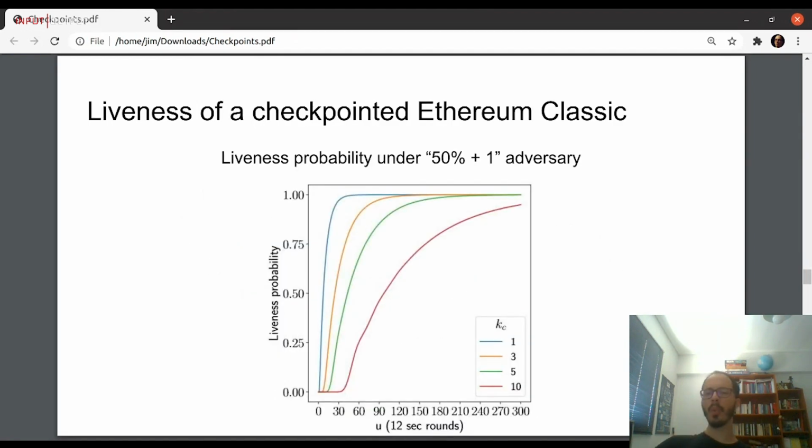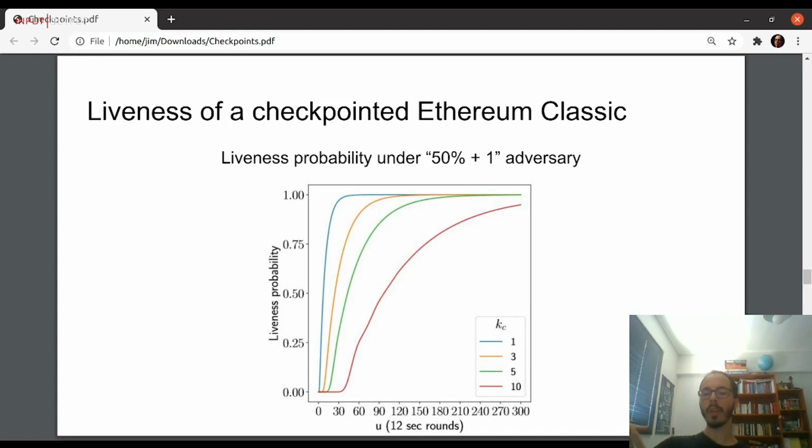Okay, so how does this apply to an Ethereum Classic instance? In the case of Ethereum Classic, we see here how the checkpoint interval affects the probability of liveness. Again, remember, if we don't have checkpoints, the probability of liveness is 0, because the adversary will always be able to outcompete the honest chain. And if they create, for example, empty blocks, they will always be able to drop the transaction they wanted to censor.